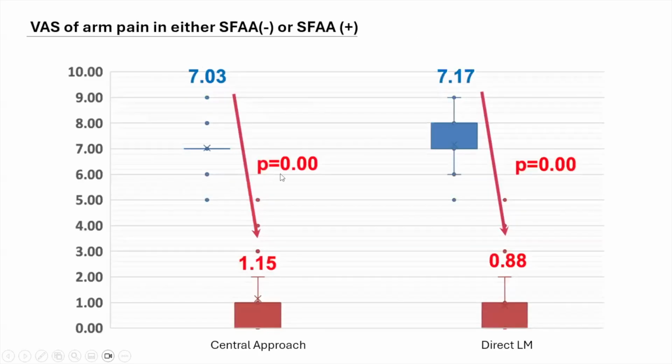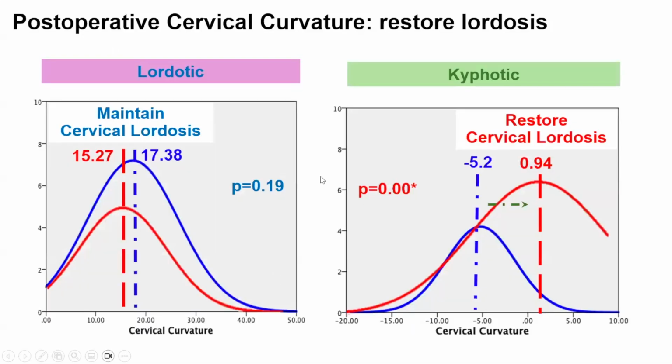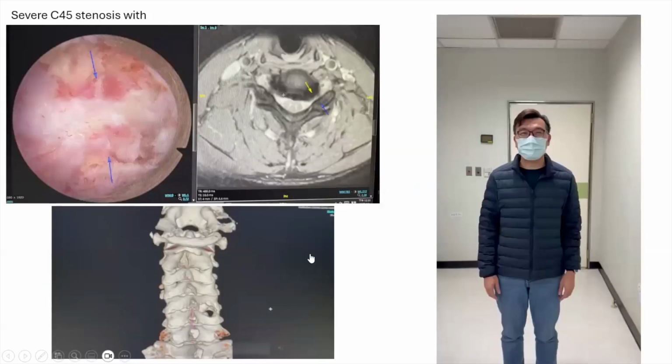However, although the incline approach has less foraminal diameter increase, in both groups the patients were satisfied with the arm pain decrease. As you can see, both groups are very satisfied. The central is a little bit higher, but not significant. How about the stability? The direct lateral mass approach resects more facet. The stability in lordosis and kyphosis is very good in both, and even with original kyphosis, both groups become lordosis again. So let's see the patients.